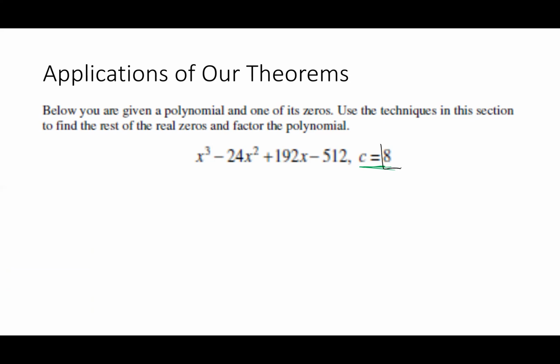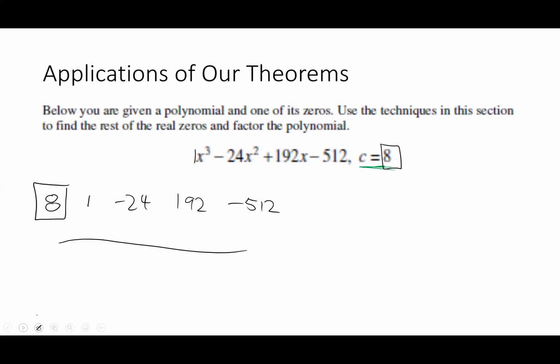Okay, so I know that 8 is going into the box for synthetic division. And I'm going to list off my coefficients. So I get 1, negative 24, 192, negative 512. Goodness, straight lines are hard. So drag the 1 down. 1 times 8 is 8. Negative 24 plus 8, that's negative 16.